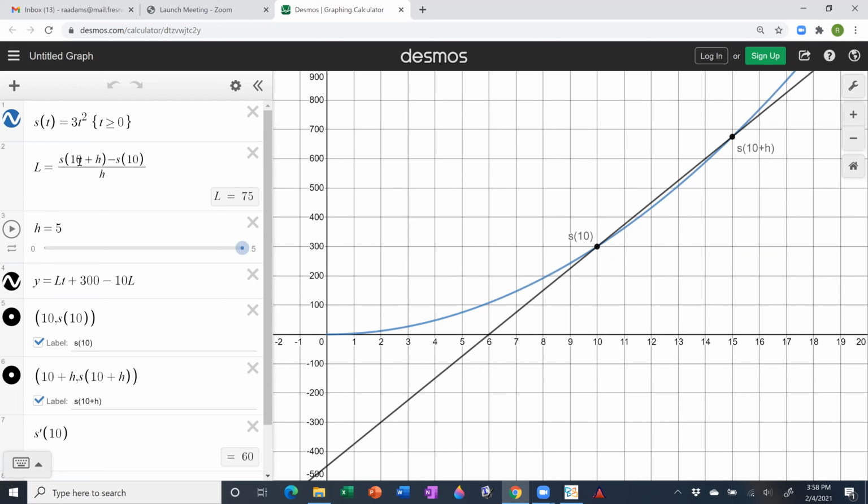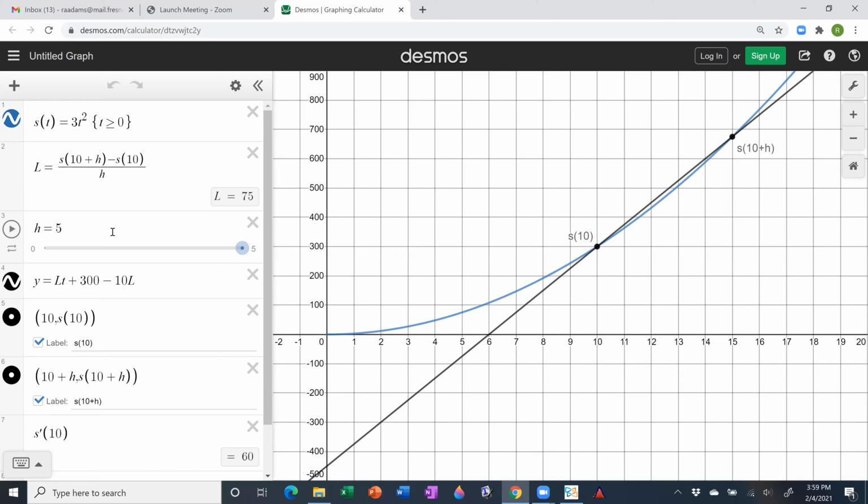So if we think about the point 10 plus 5, well, that's over here at 15, and then it is plotted on the graph up there. And so we can think of the average rate of change as the slope between the 2 points on the graph. And that's this black line that I have drawn through here, a line that would connect those 2 points. And the average rate of change between those 2 points is the slope of that line that would go through those 2 points.